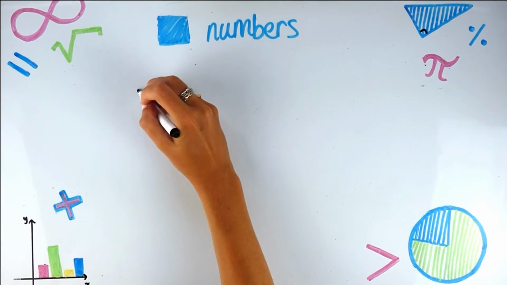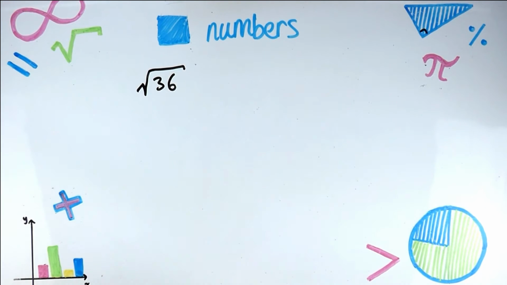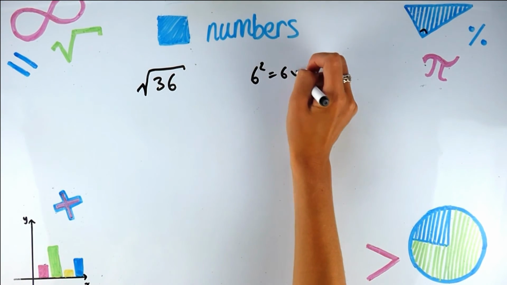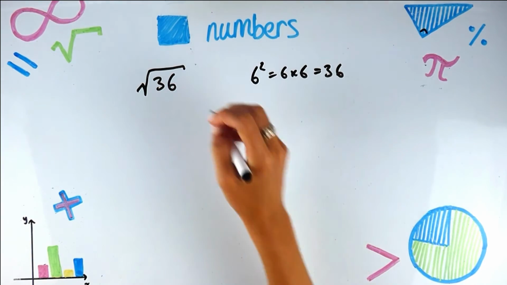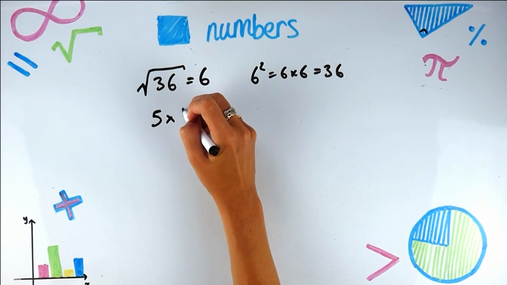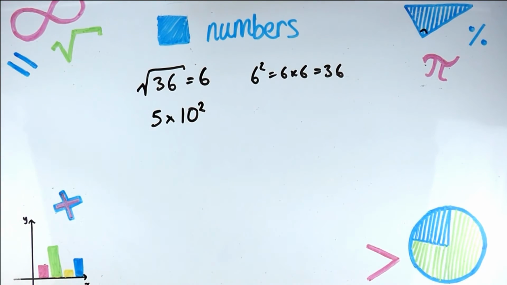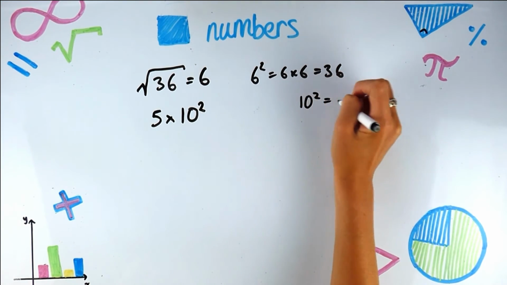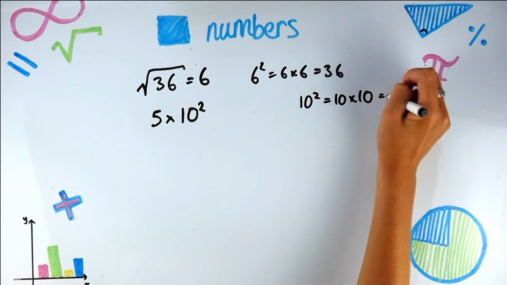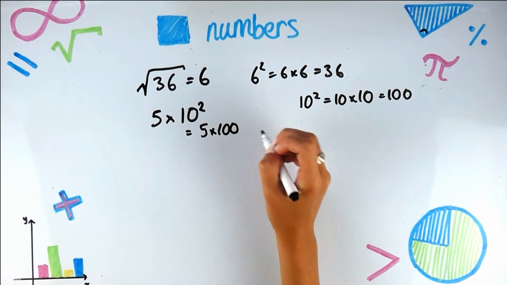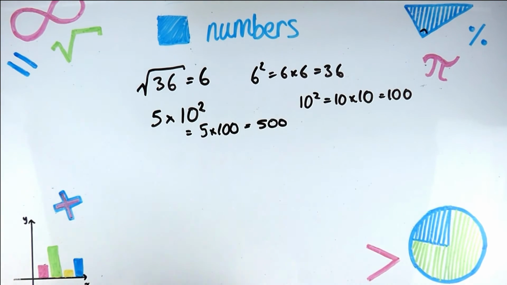Going back to the square root, the opposite of squared. I'm asking myself, we just did this one earlier, what multiplied by itself gives 36? 6 times 6 equals 36, so 6 multiplied by itself equals 36. The answer is 6. What about 5 multiplied by 10 squared? First I'm going to deal with the squared. 10 squared equals 10 multiplied by itself, which is 100. 5 multiplied by 100, the answer is 500.